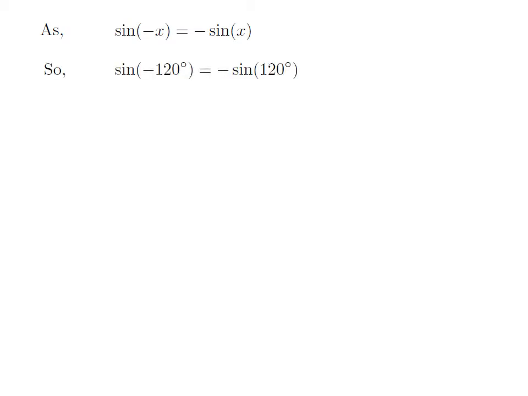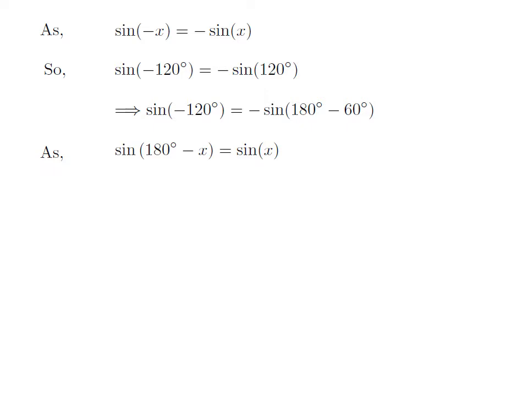Let us apply the above identity for sine of minus 120 degree. Here x is 120 degree. So sine of minus 120 degree is equal to minus sine of 120 degree. As 120 degree is equal to 180 degree minus 60 degree, so sine of minus 120 degree is equal to minus sine of 180 degree minus 60 degree.